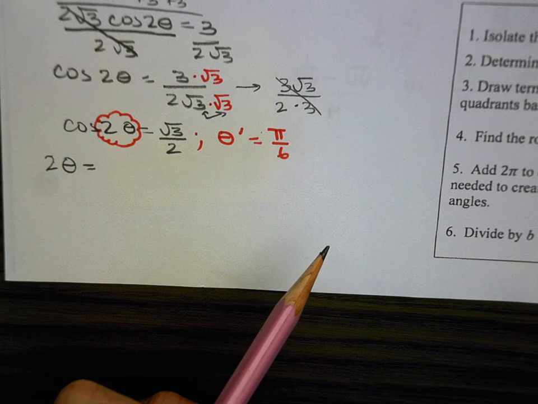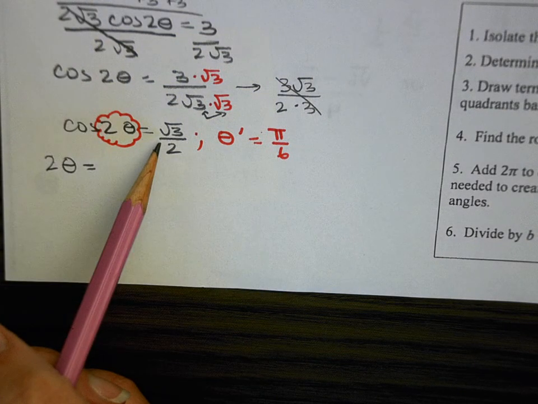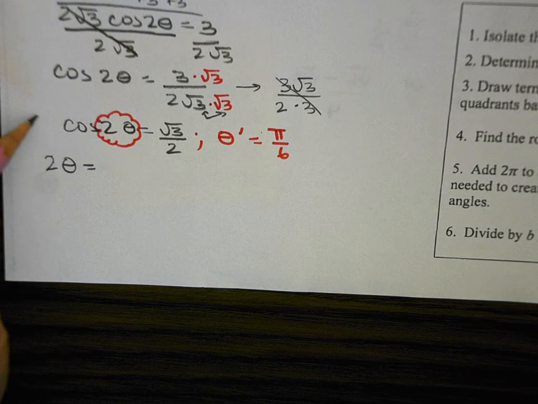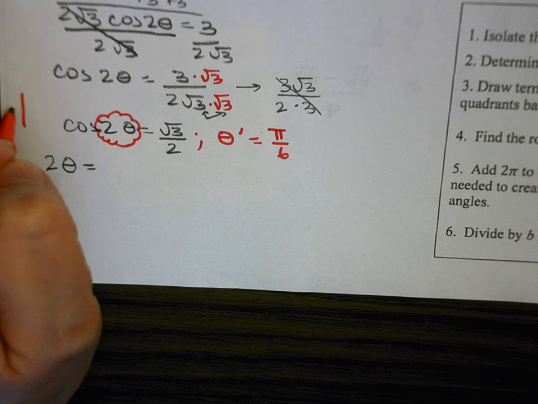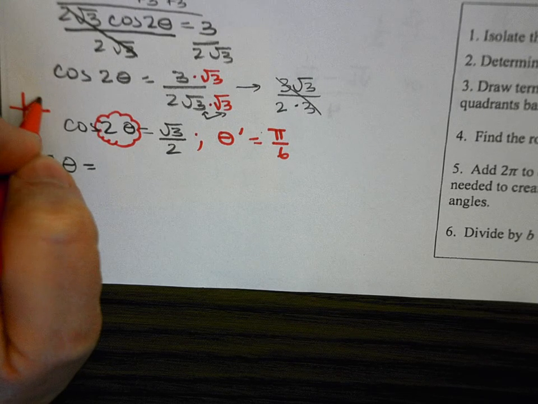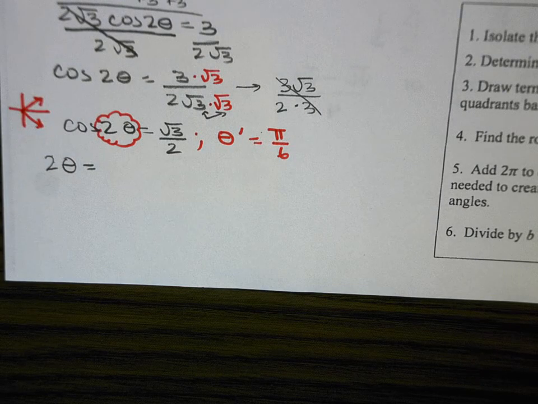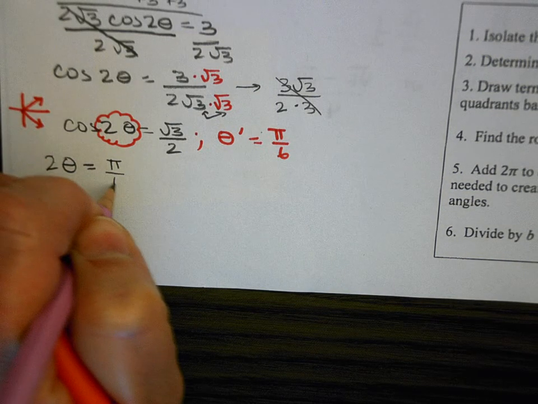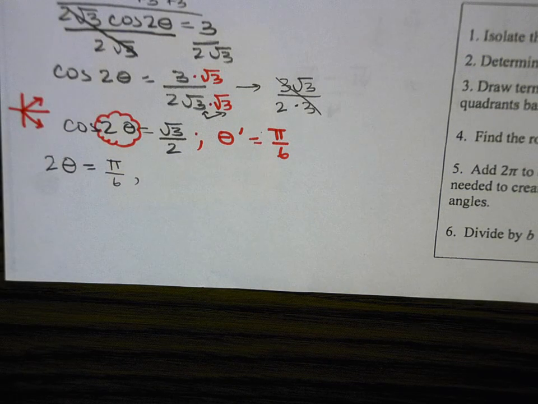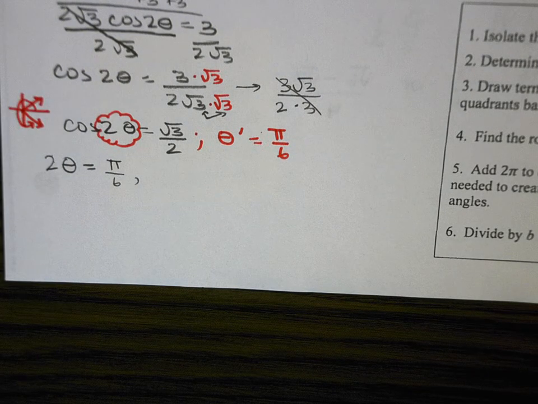So if theta prime is pi over 6, and I know this is a positive ratio, then cosine is positive to the right because it's my x value. So I should have an answer in quadrant 1 and an answer in quadrant 4. In quadrant 1 it's just going to be pi over 6. And then my second answer is going to rotate all the way around from 0 and stop right before I get to 2 pi.